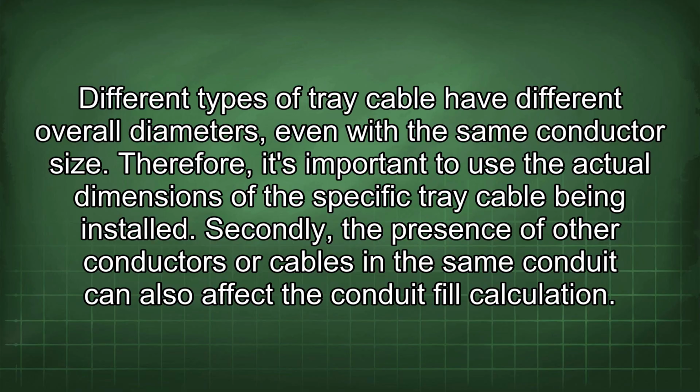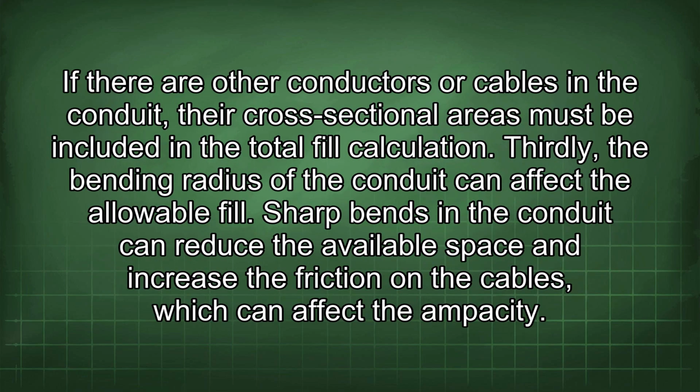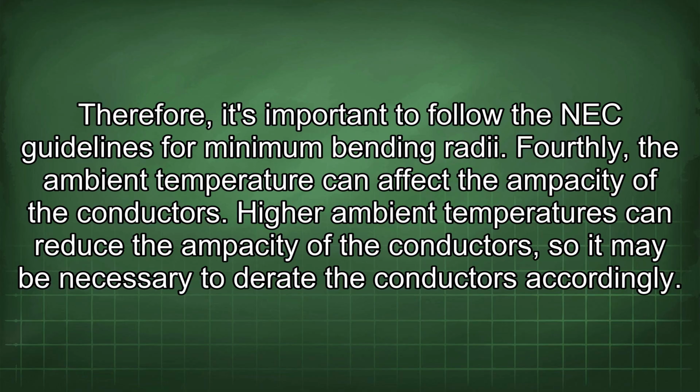Secondly, the presence of other conductors or cables in the same conduit can also affect the conduit fill calculation. If there are other conductors or cables in the conduit, their cross-sectional areas must be included in the total fill calculation. Thirdly, the bending radius of the conduit can affect the allowable fill. Sharp bends in the conduit can reduce the available space and increase the friction on the cables, which can affect the ampacity. Therefore, it's important to follow the NEC guidelines for minimum bending radii.